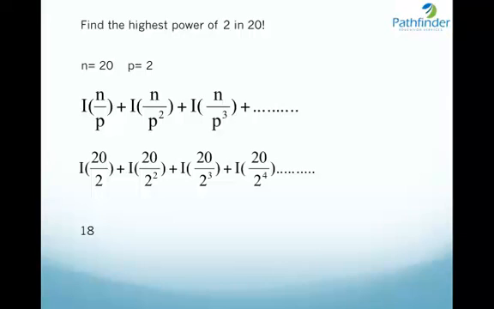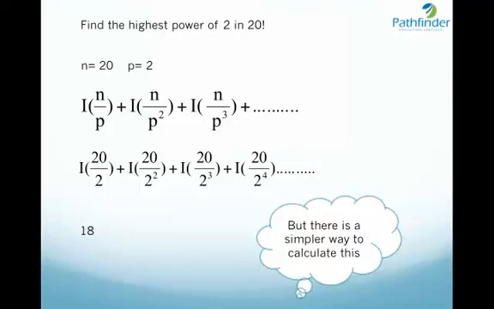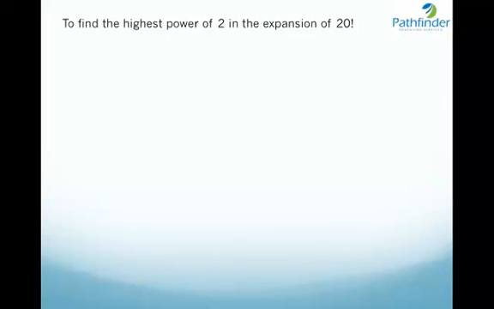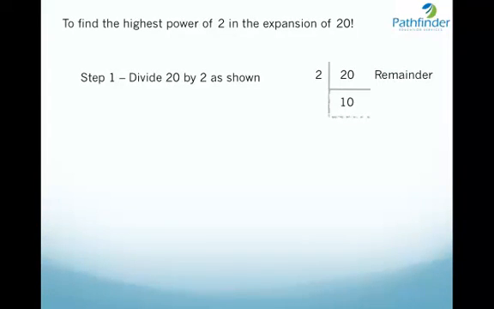But is there an easier way of solving this question than applying this formula? Let us see that easy way. Again the same question, to find the highest power of 2 in the expansion of factorial 20. So step 1, divide 20 by 2 as shown here. So 20 divided by 2, we get 10 as the quotient and the remainder is 0.